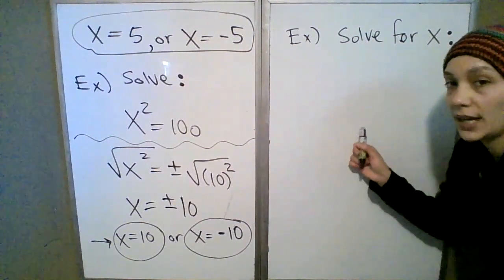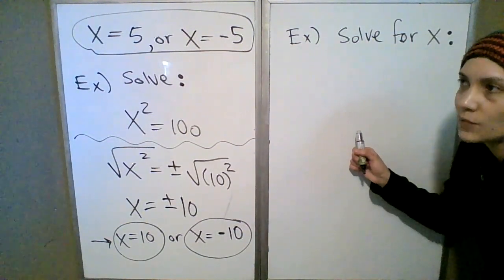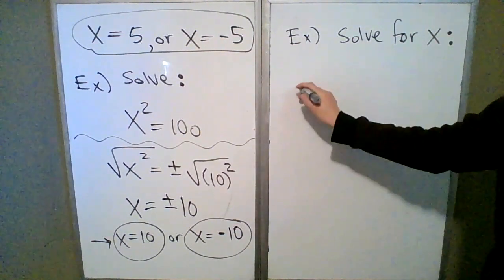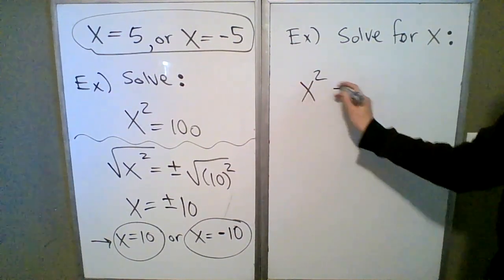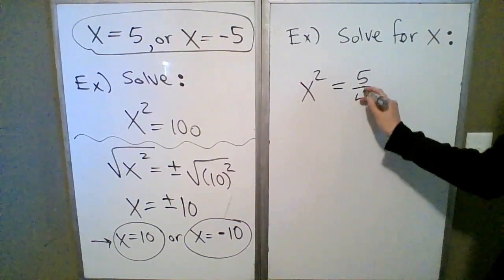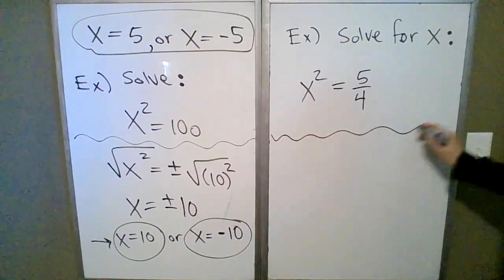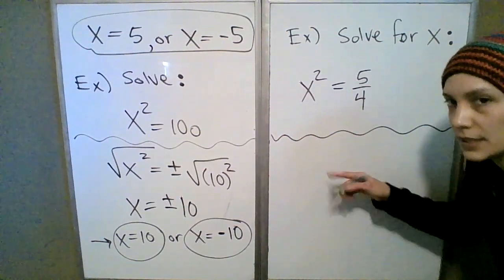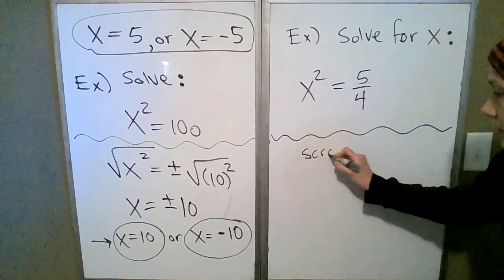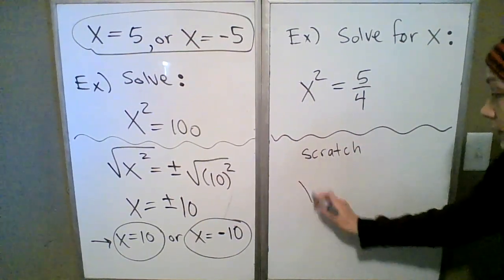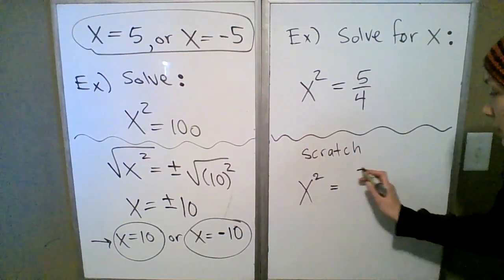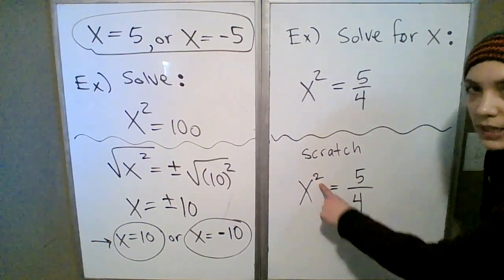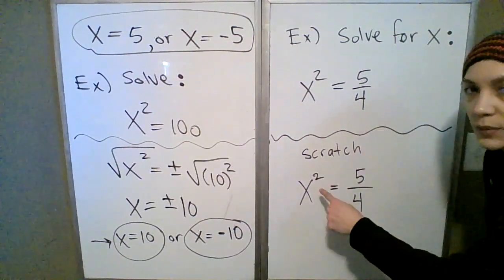This time we have x squared equal to, let's do 5/4. So here I'm going to start scratch work and just copy this problem down. To get rid of that power of 2 on x, because I'm trying to solve for x, I would square root.